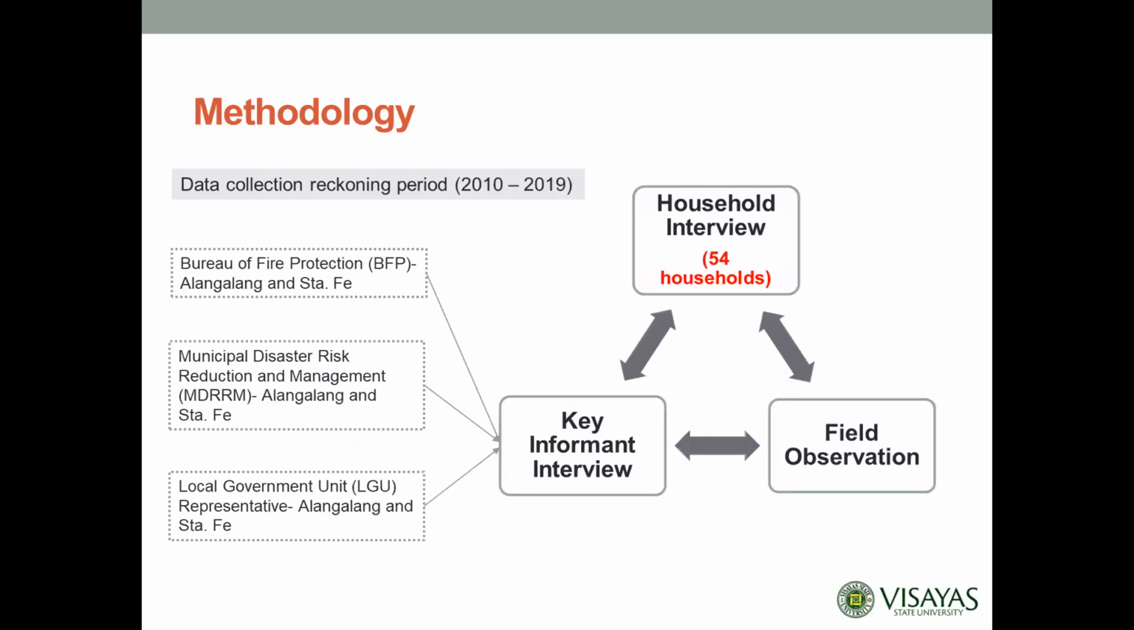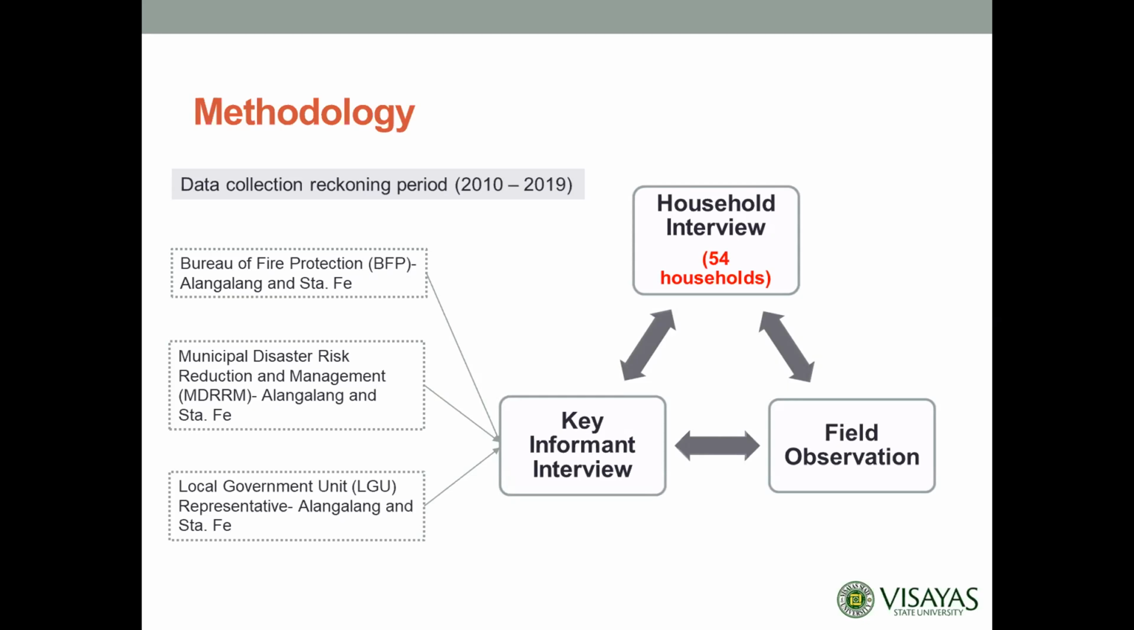So for the methodology, we did a household interview with randomly selected 54 households within the 4 communities. And then when we were doing the interview, we gave instruction to the interviewees that the reckoning period for the information that they're going to give us is within a 10-year period from 2010 to 2019.